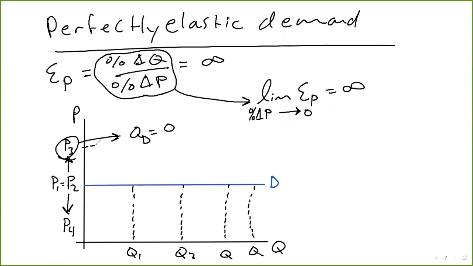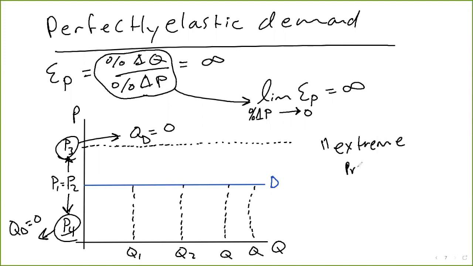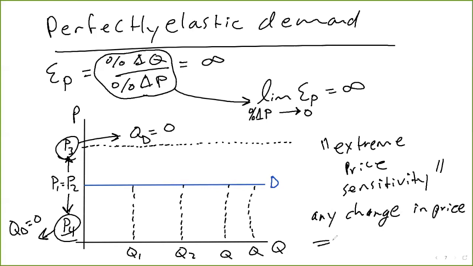right? Because if we draw a line across, our rule for finding quantity demanded is we take the price, go over till it hits the demand curve, then down to the x-axis. But if we go across here, it never hits the demand curve. And same thing if we decreased price to some value other than P1 or P2. And so consumers that have perfectly elastic demand have extreme price sensitivity. Or in other words, any change in price implies quantity demanded goes to zero.